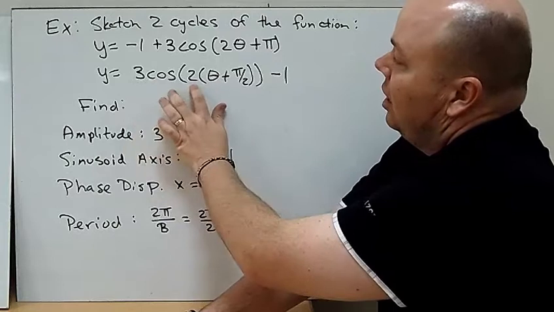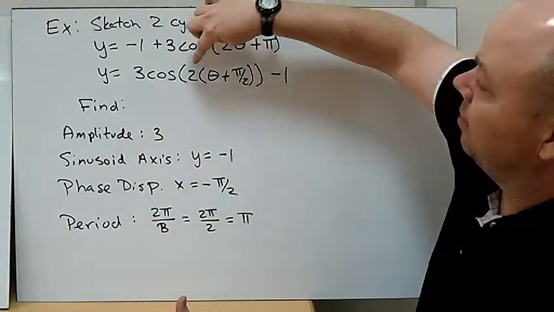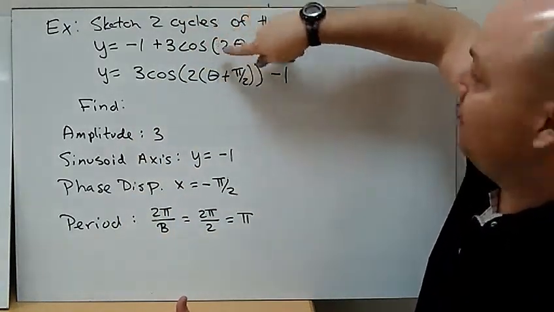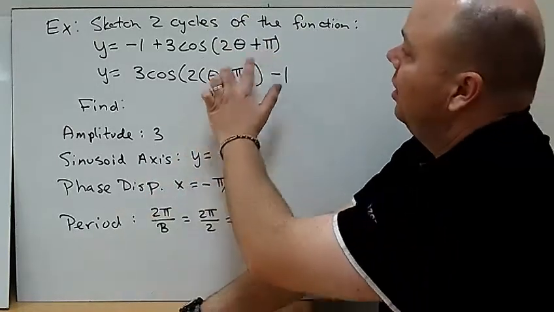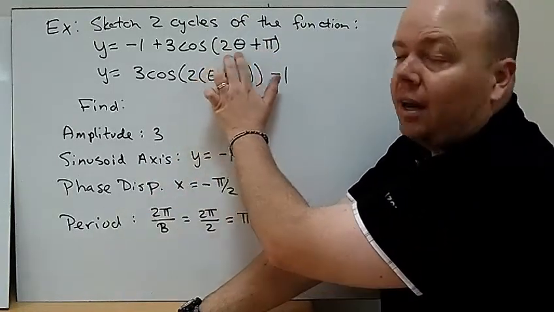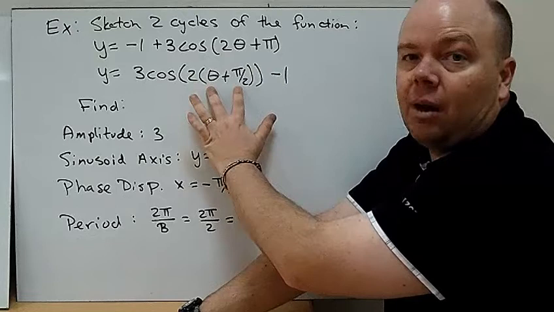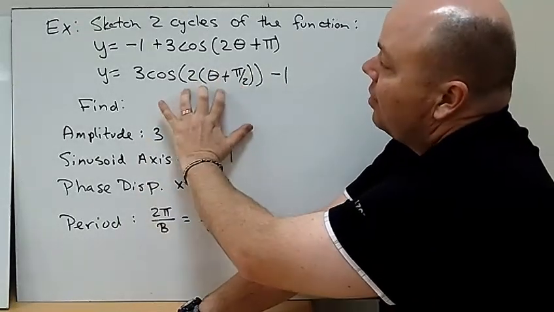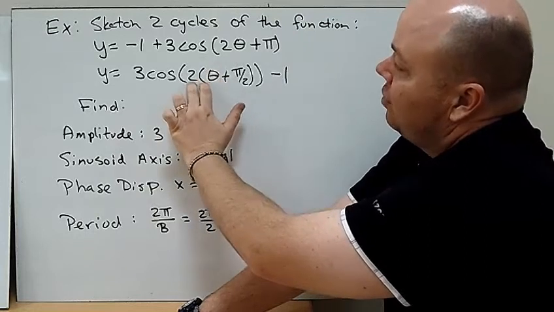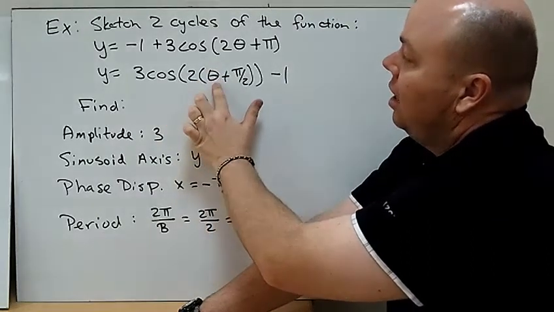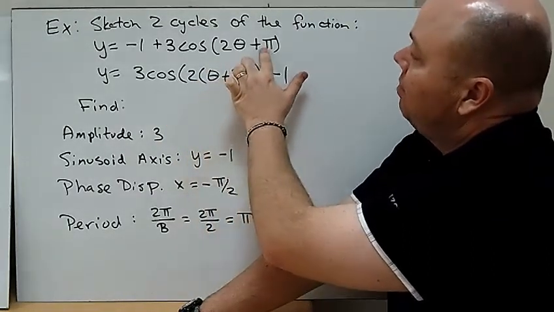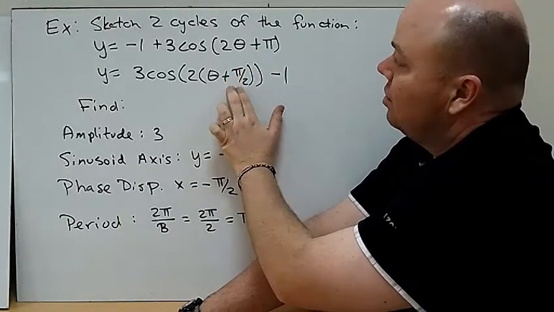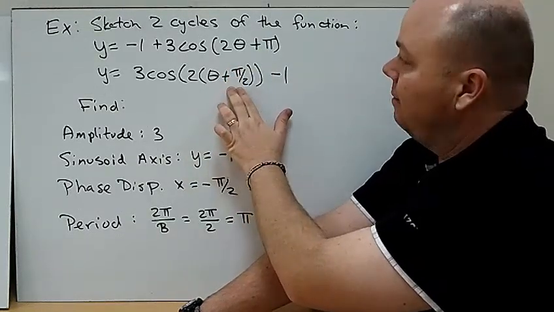Left the 3 there. Now, this is really important. If B is not factored out of this, then you have to factor it out to find the rest of the information. I factor out the 2, so that's 2 times (theta plus pi divided by 2), and that's my phase displacement on the inside.